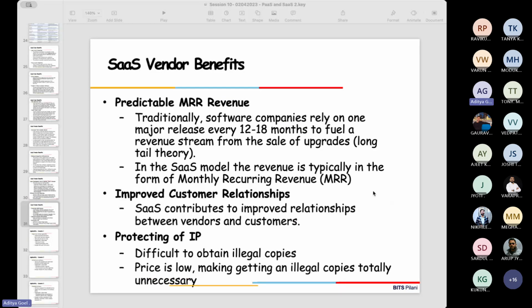Next is predictable MRR revenue. This is monthly recurring revenue. Since it is purely on a subscription basis, you definitely know how many users have subscribed and how much your monthly revenue is. And obviously it improves the customer relationship between the vendors and the customers. And protecting the IP is also not a problem, because earlier you distributed the software and there would be so many pirated copies available. But now most of it is running at the vendor's place, so there is no way someone can copy it.